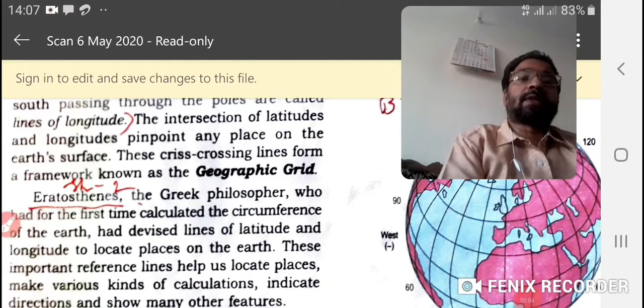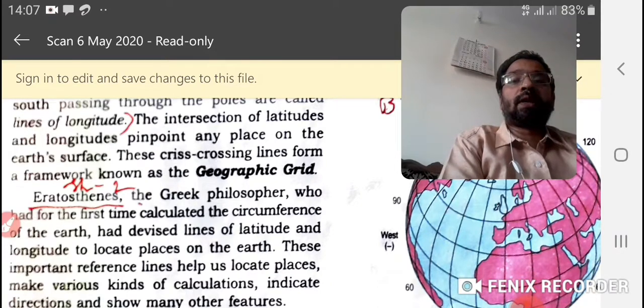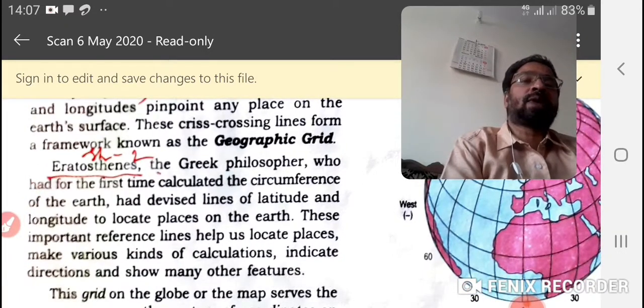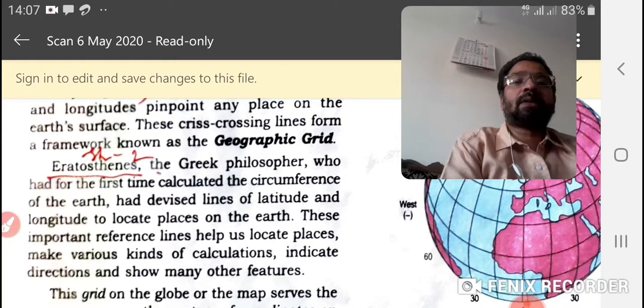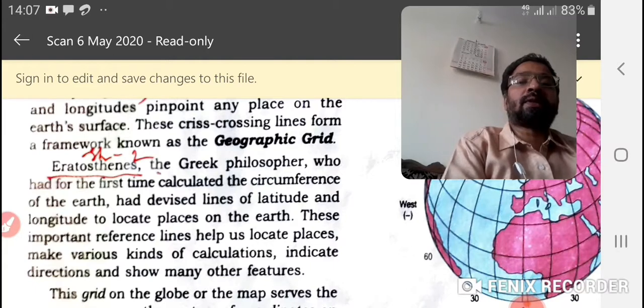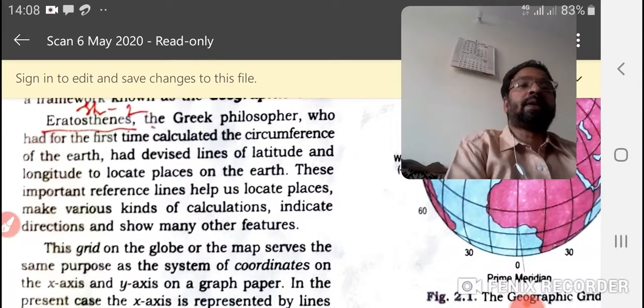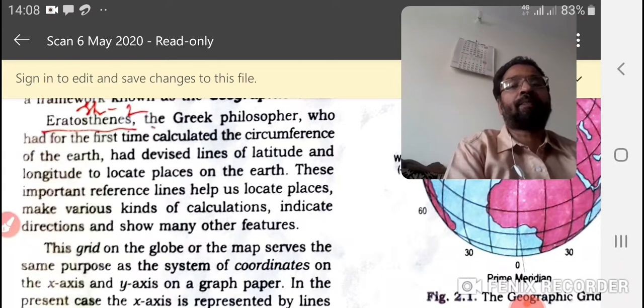The Greek philosopher who for the first time calculated the circumference of the earth devised lines of latitude and longitude to locate places on the earth. These important reference lines help us to locate places. This method was used by a Greek philosopher for the first time.